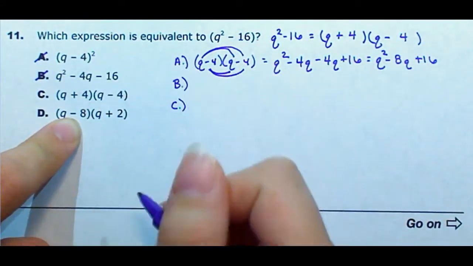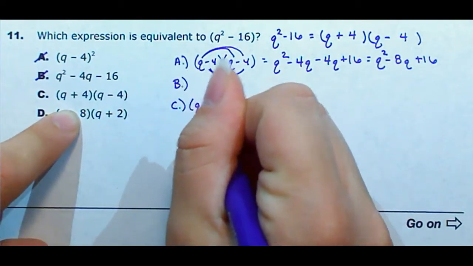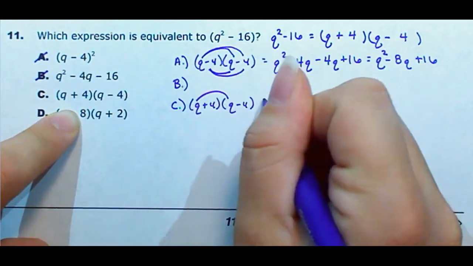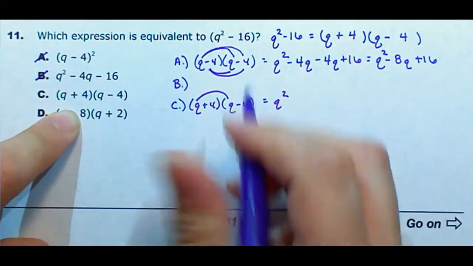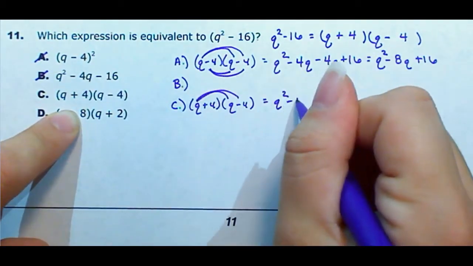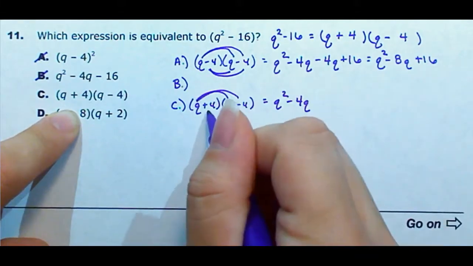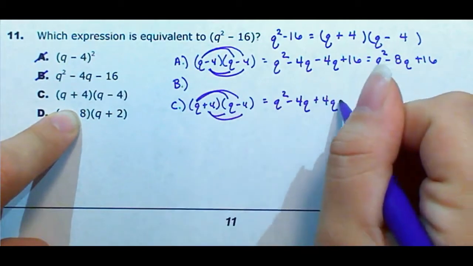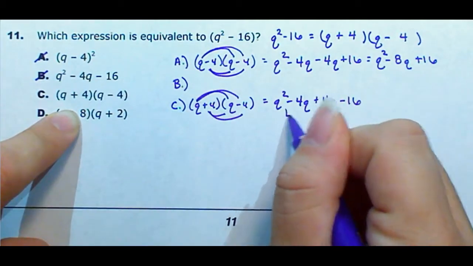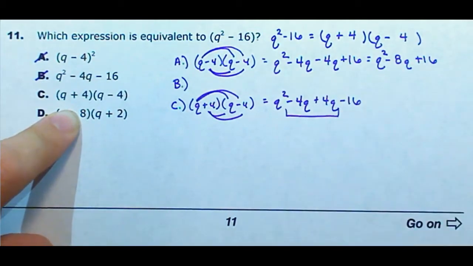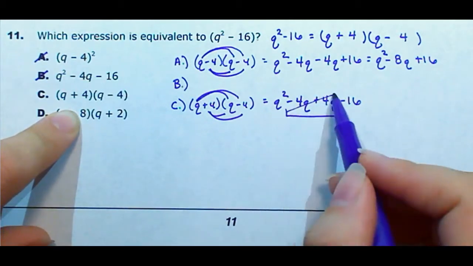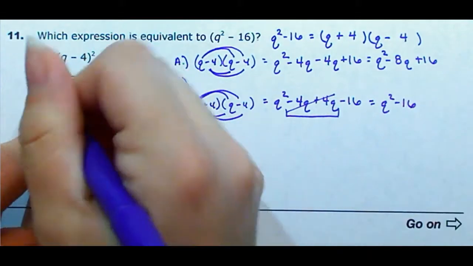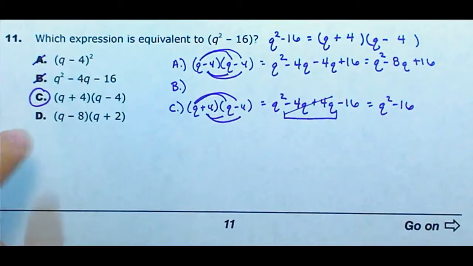When we get to C, if we were to multiply q plus 4 times q minus 4, q times q is q squared, q times negative 4 is minus 4q, 4 times q is positive 4q, and 4 times negative 4 is negative 16. And when you clean this up, collect like terms, notice the middle terms become 0. So we're left with q squared minus 16, telling us that C would be a good answer here.